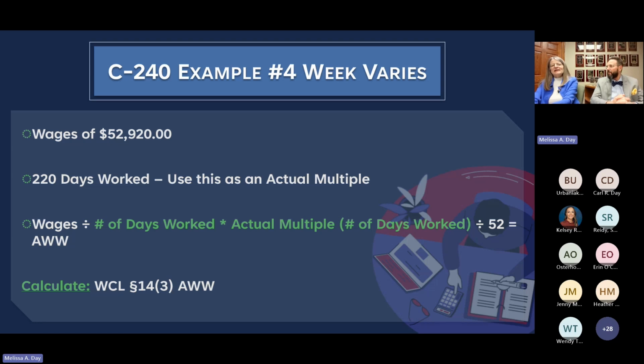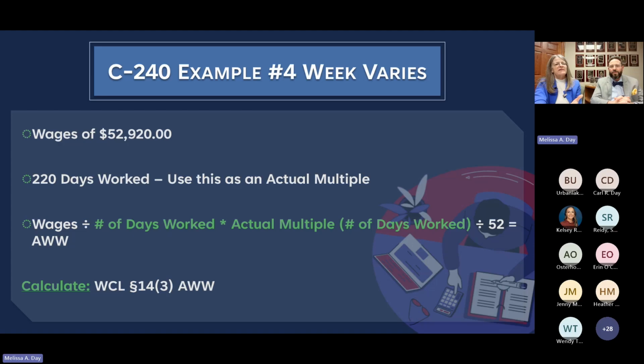So that's why we highlighted in this formula for doing an actual multiple calculation, the number of days worked. You're going to divide by the number of days worked times the actual multiple, which is again the number of days worked. That's really just the number 1. You're dividing by the number 1, and then you're dividing by 52. So it's really a 52-week divisor.